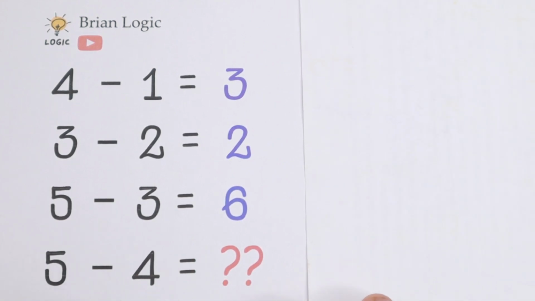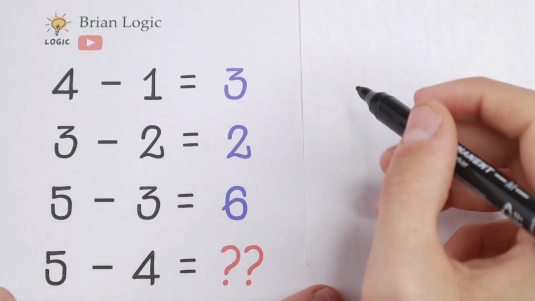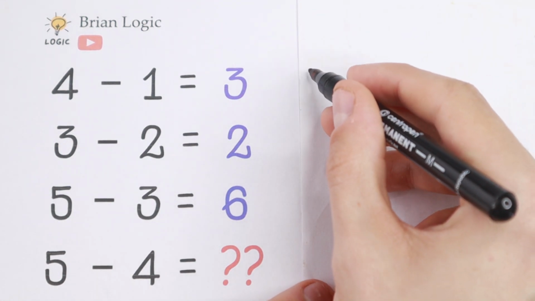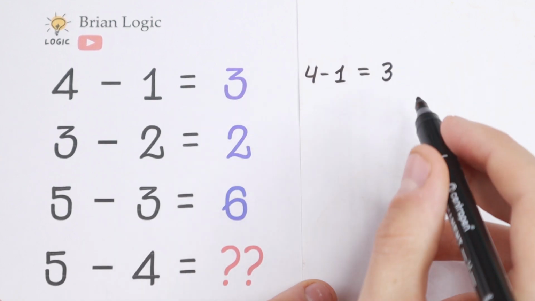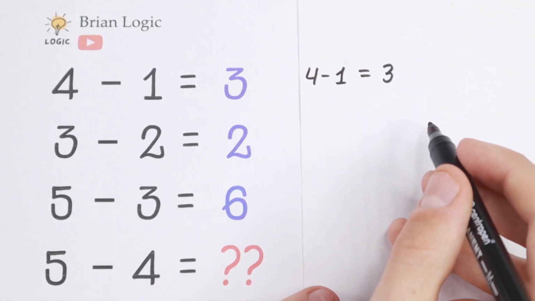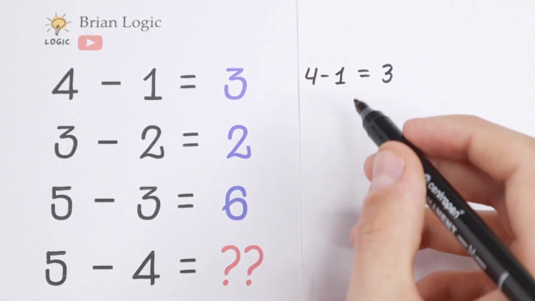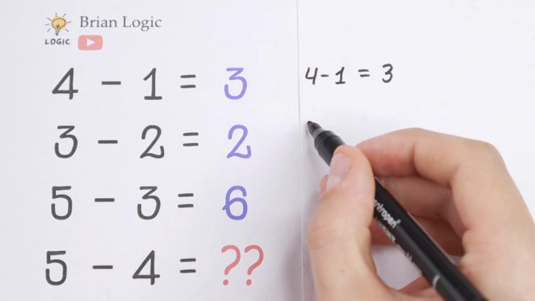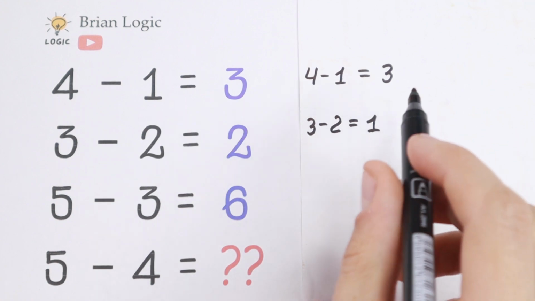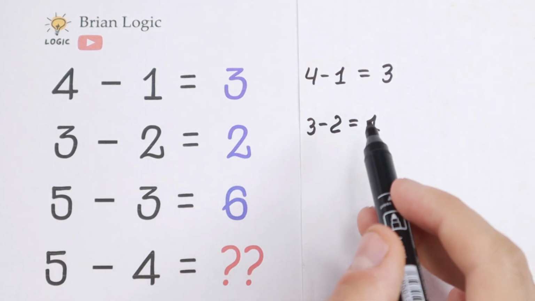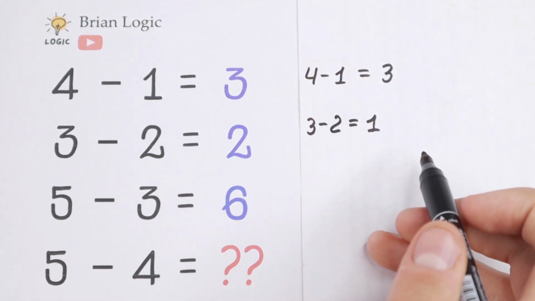So take a look. I see right now that 4 minus 1 equal to 3, it's good. So let's write it, 4 minus 1 equal to 3. It's good for us. 3 minus 2 equal to 2 is not correct, but we know that 3 minus 2 equal to 1. So let's write, not from these rows, let's write the correct answer firstly.